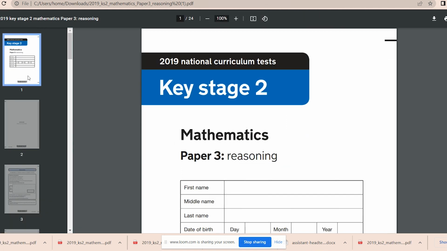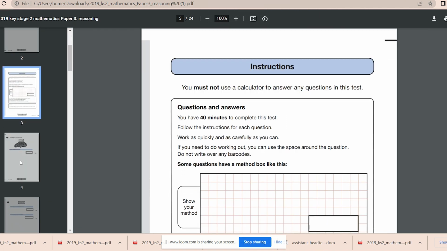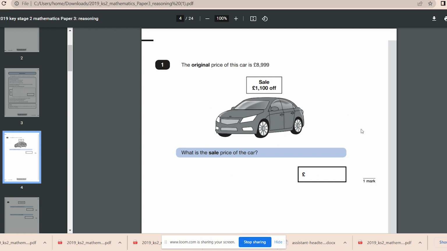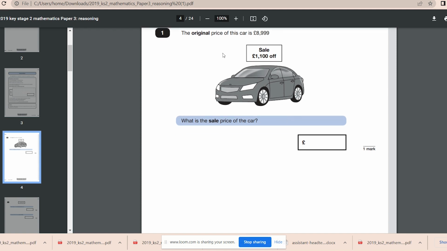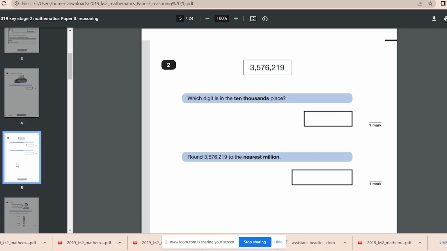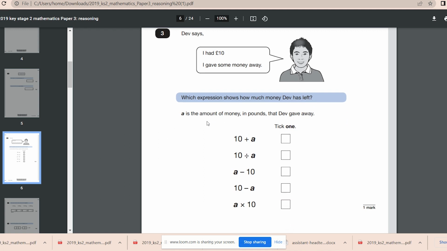So the third reasoning paper will look like this, similar to the second one. And again, it just presents it in slightly different ways. This is a simple subtraction question. Subtract 8,999 to take away 1,100, and then they have to write the answer in the box. But just the way the question is presented and the way it's structured, some children find that a challenge. Place value again, rounding, okay, that's come up here.